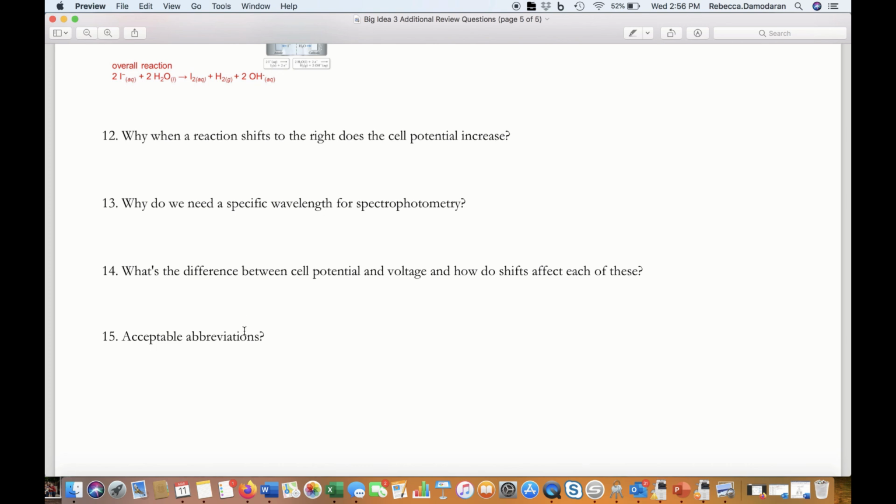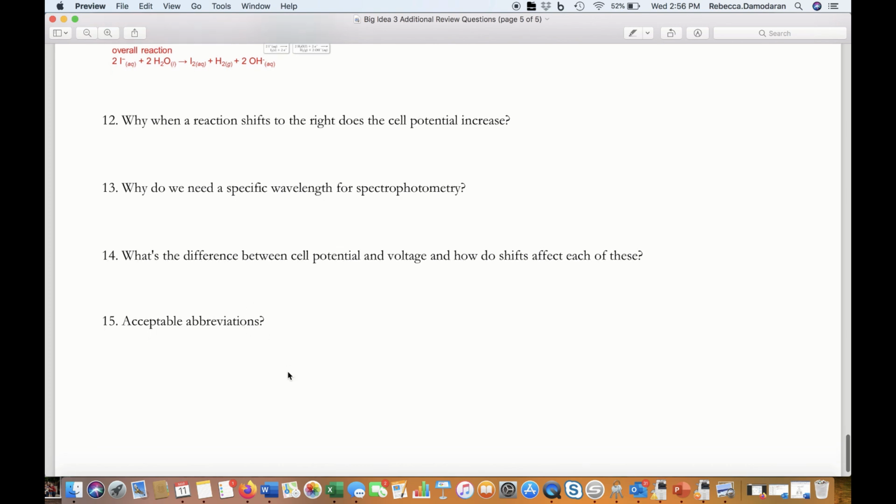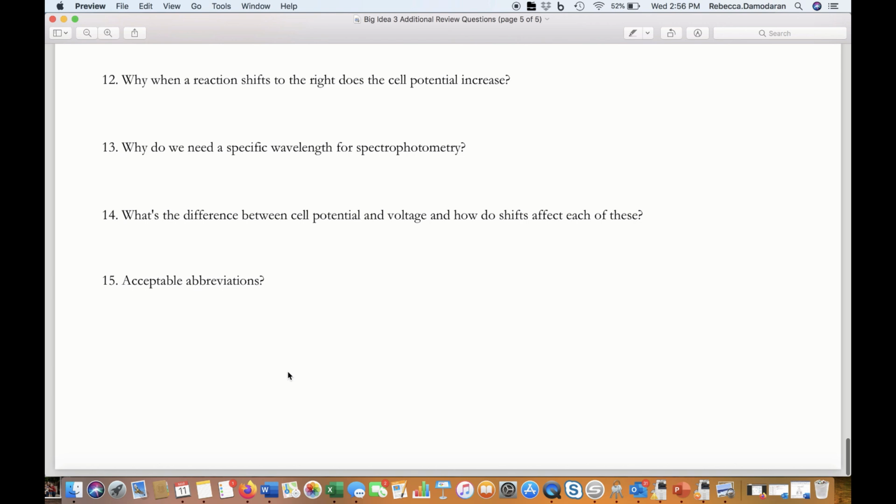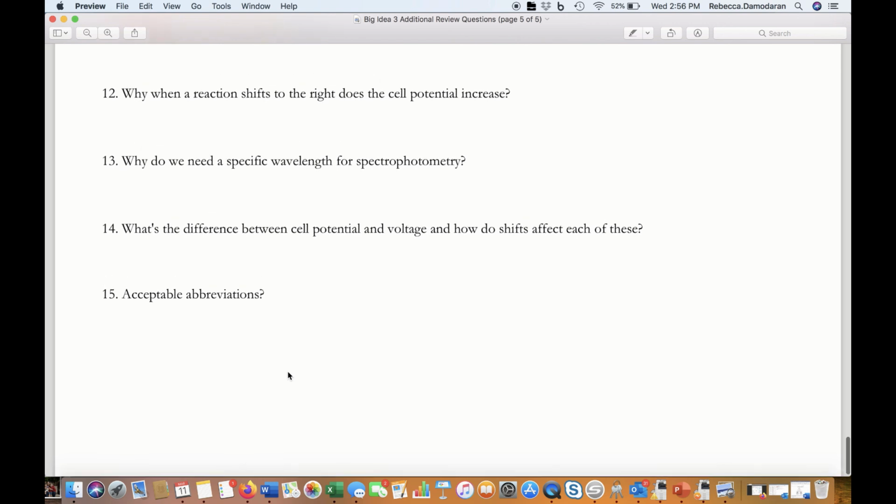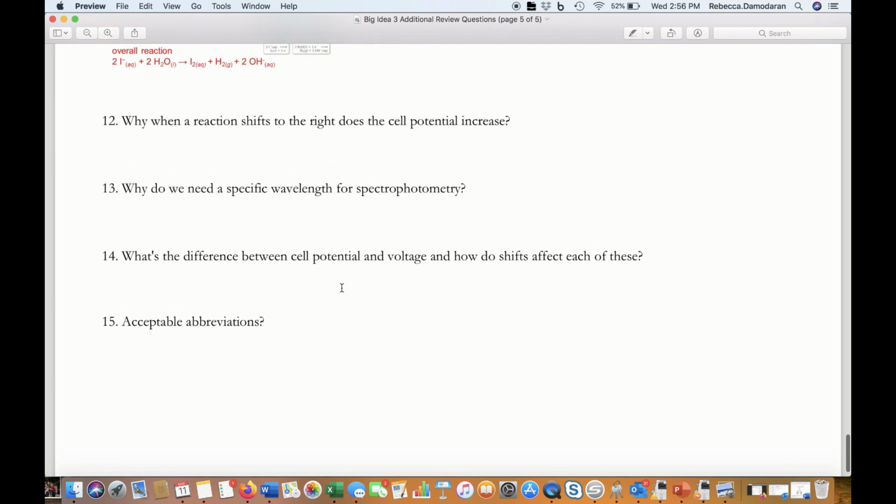13, why do we need a specific wavelength for spectrophotometry? Remember, we want to maximize our absorbance, like I said before. And what's the difference between cell potential and voltage, and how do shifts affect these? Remember, voltage is simply a measure of cell potential.